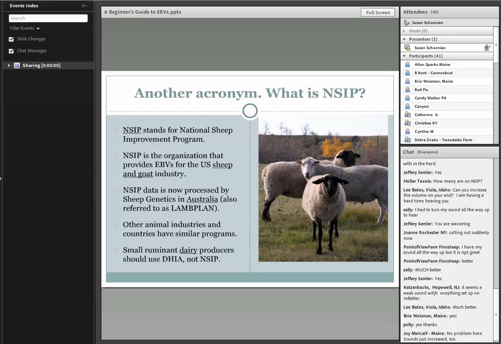So that's where DHIA can be used. We have dairy goat farms that are on that program. We don't have a lot of sheep dairies in the United States, and I don't know if they're on DHIA yet, but that's the program that they're going to look to make genetic improvement in their flocks and herds. So EBVs, NSIP, predominantly for meat sheep, wool sheep, and fiber goats.